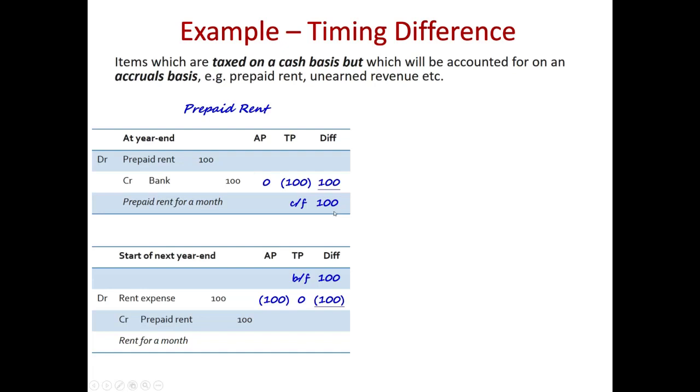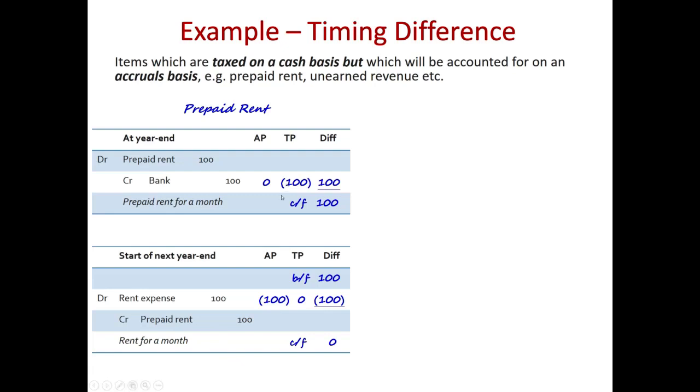And don't forget that you have created a timing difference at the previous year end. This difference does not reverse yet, so it has to be carried forward or brought forward from the previous year end. Compare with what happened this year, the reversal of the difference. Now at the end of the year, you no longer have any more timing differences.